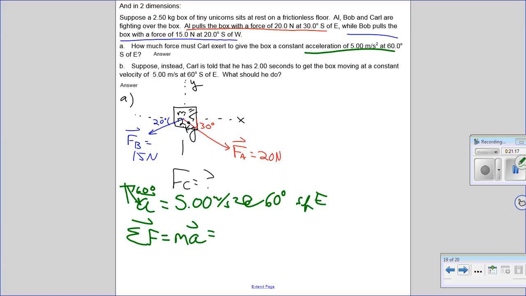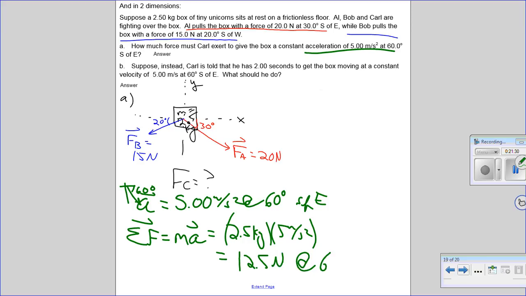Okay, so now I can find my net force. It's going to be 2.5 times 5, right? So 2.5 kilograms times 5 meters per second squared. It's going to give us what? 12.5 newtons at 60 degrees south of east. Everybody good? All right, so at this point, now it's just vector addition. We know two of our vectors, A plus B plus C, question mark, equals this net force.